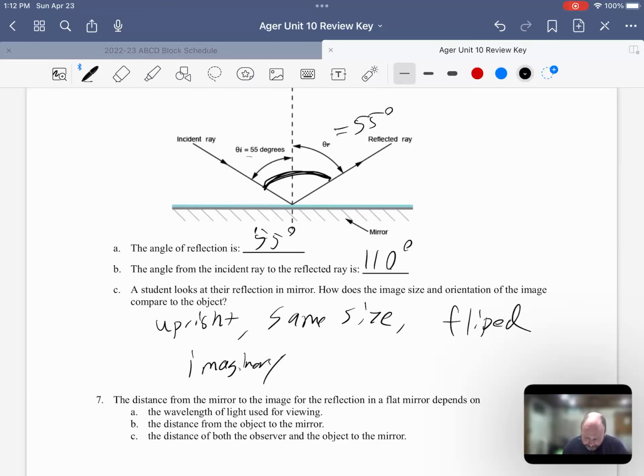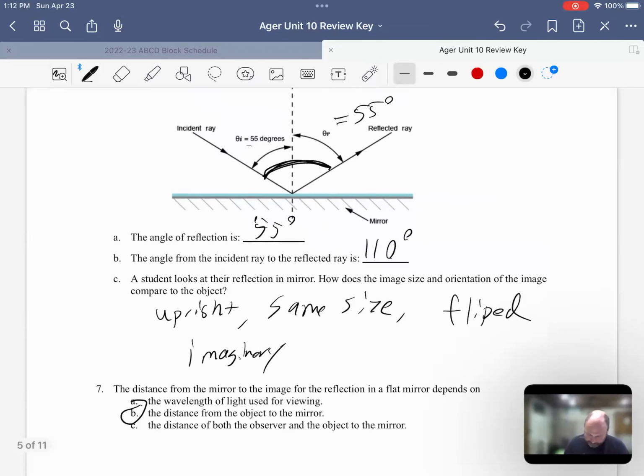And then finally, distance from the mirror to the image in a flat mirror depends on what? Distance from the object to the mirror, wavelength, or distance of both the observer and the object. No, where you look at it does not change how far away it is. The image is only based off where the object is. I believe the size of the object is supposed to be on this page, but I don't see it on here. I don't know what that is. Anyway, that is questions 5, 6, and 7, page 3.